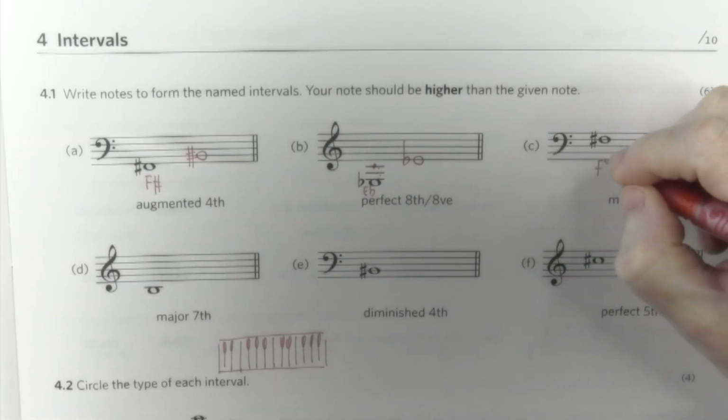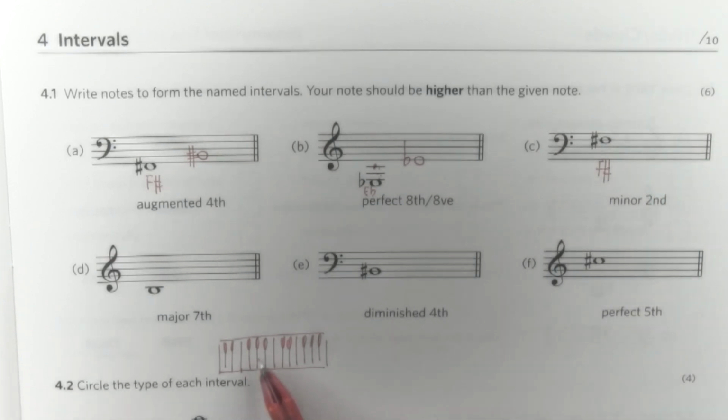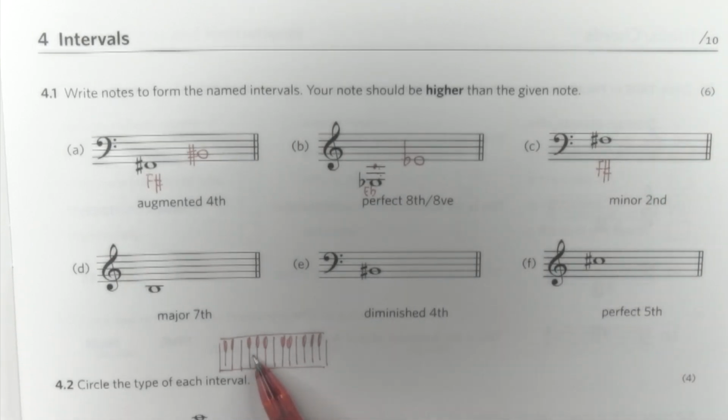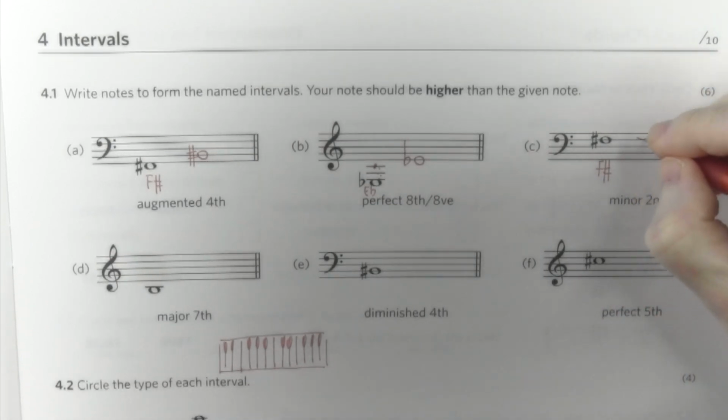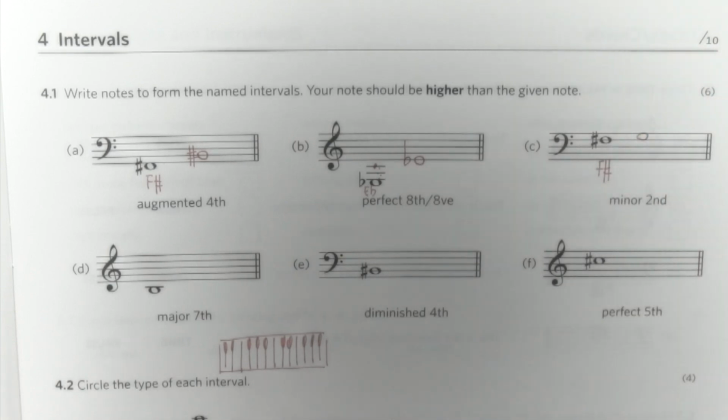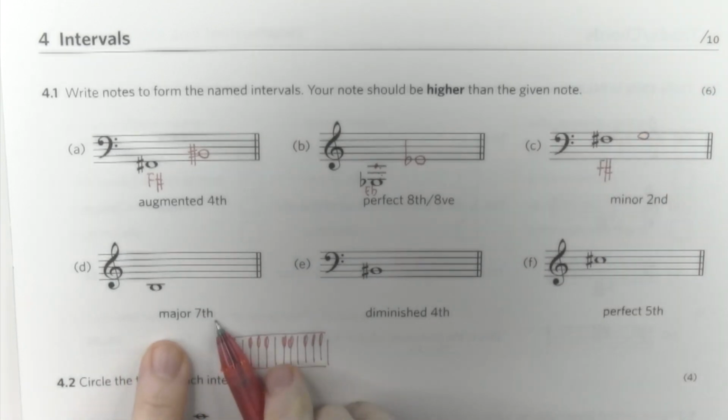F sharp. A minor second up from F sharp is just G, a semitone above. There you go. Lovely. A major seventh.